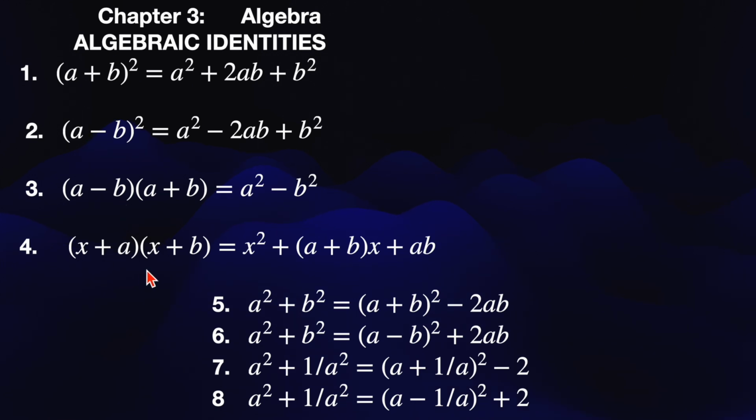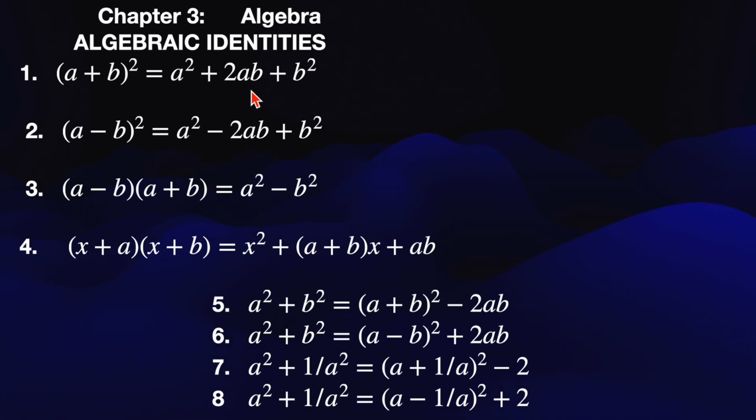(x plus a) into (x plus b), where x is a variable and a and b are constants. So (x plus a) into (x plus b) is equal to x square plus (a plus b)x plus ab. Now these four identities are based on the first two identities. So if you know the first identity, you can write down the fifth one also.